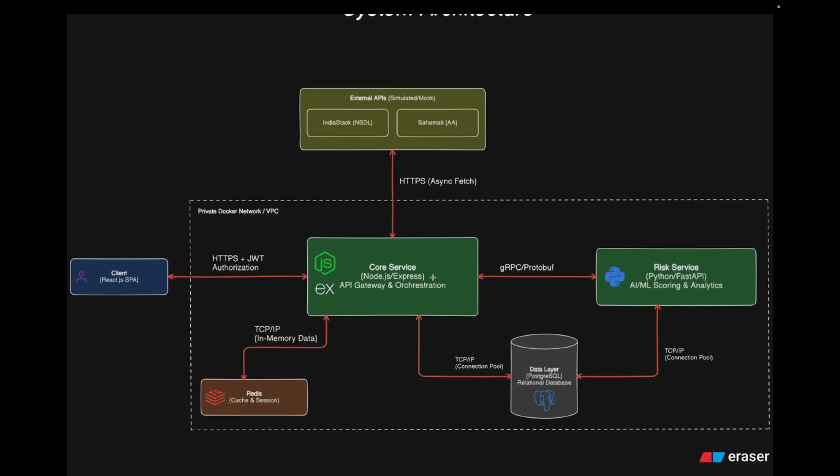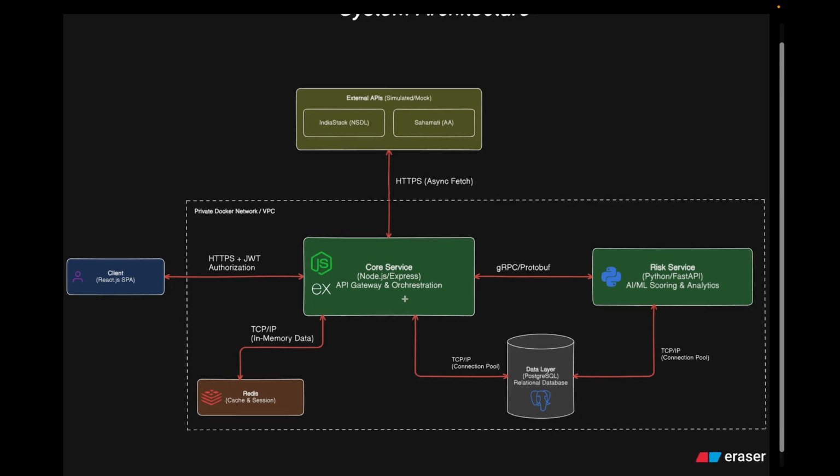The core service in the center, we have our Node.js API gateway. This acts as the orchestrator for all client requests. The intelligence on the right, we have a specialized Python risk engine. We have decoupled this from the core service to handle heavy compute tasks like parsing complex financial JSON structures without blocking the main thread.